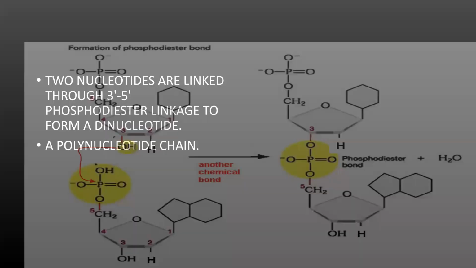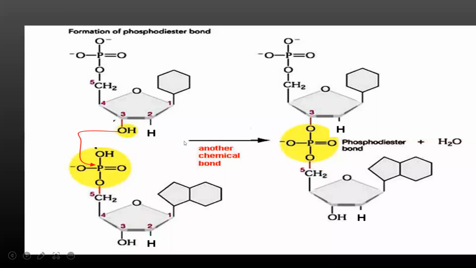There they will join. Okay, you can see this is one nucleotide, and this is the other nucleotide. This is a pyrimidine because there is a single ring. This is a purine. Okay, pyrimidine and purine. Now here, what is happening? This OH and this H will be given out to form water. And then this phosphate will go and join to this O. Okay. So this is the phosphodiester bond.